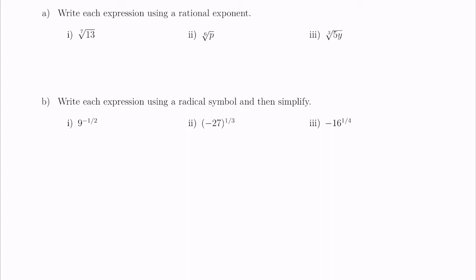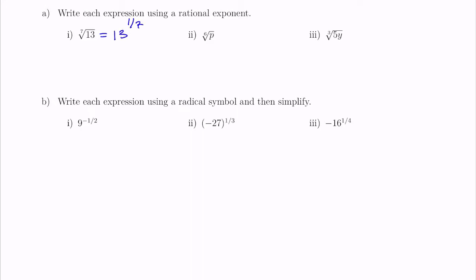In part A, we want to write each expression using a rational exponent. So in part 1 of this, we have the 7th root of 13. A 7th root is an exponent of 1 over 7. So this becomes 13 to the 1 over 7 power.